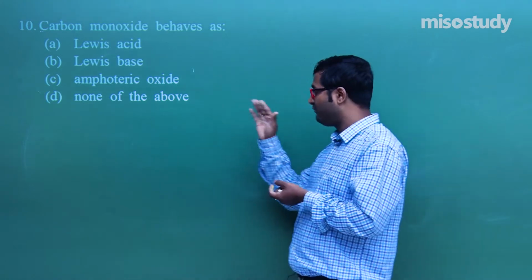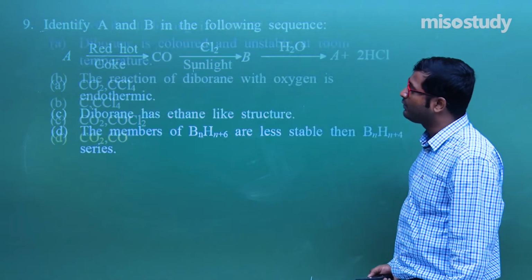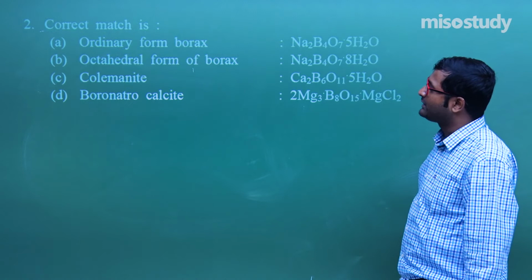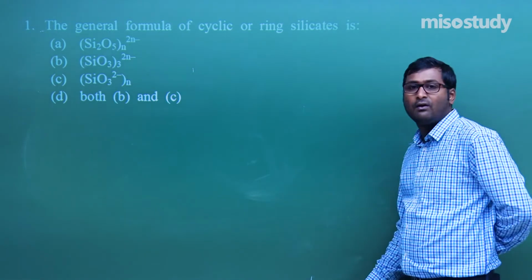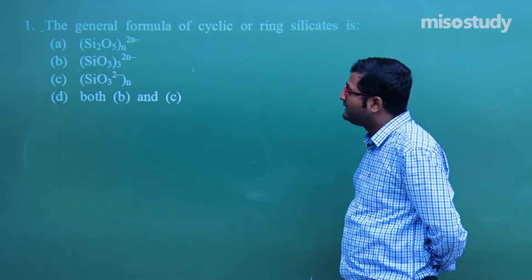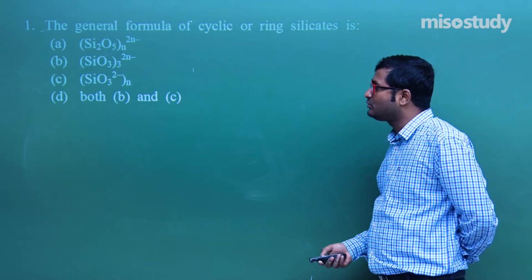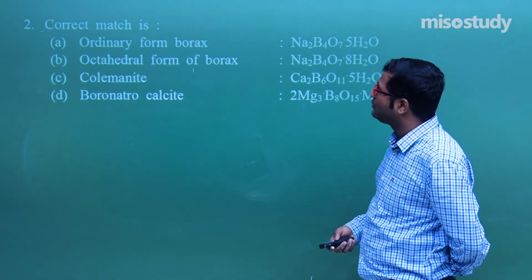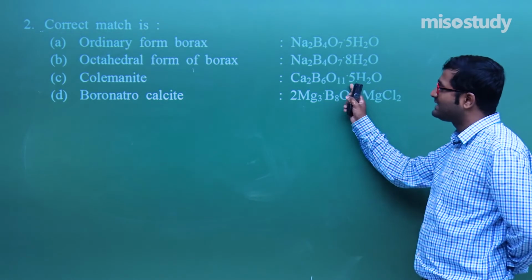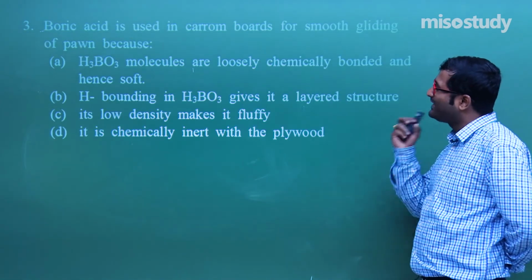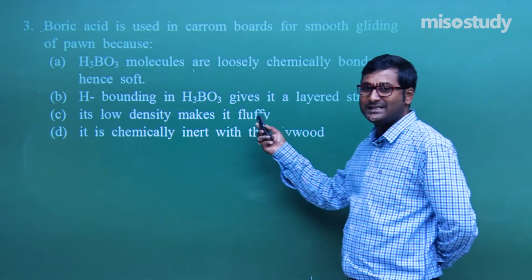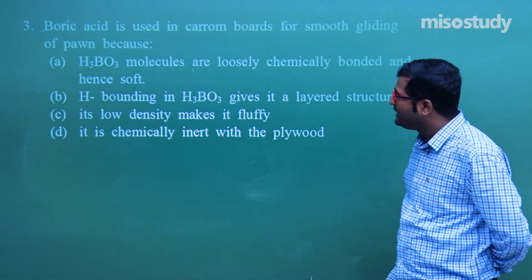Clear to you? Now I'm reviewing this section. Look at what I'm telling. Tell me what is the option for question number 1. D is the correct option: CO3 2 minus. For question number 2, which is the correct match? This is the C option. Yes sir, boric acid is on carom board. Why? This is the H bonding. That is the B option.